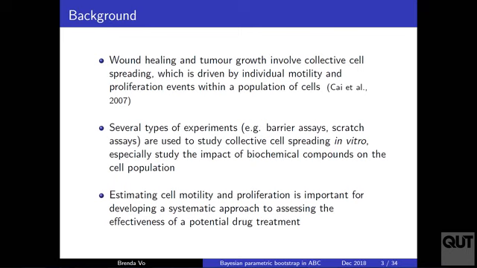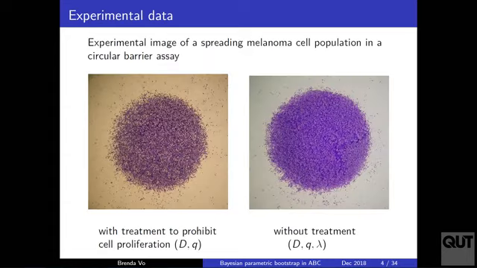So my models would be for the barrier assays where the cells move outward. So what we try to do is estimate the cell motility and cell proliferation, so then we can come up with a systematic way to assess the effectiveness when we use different treatments or different doses of the treatment.